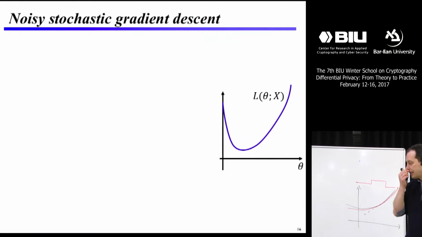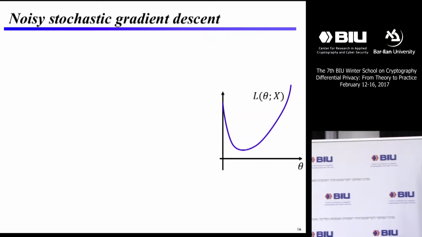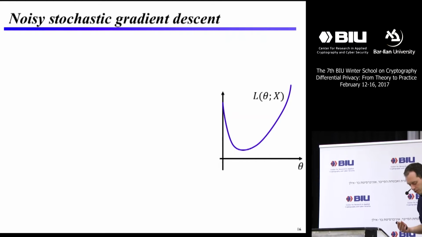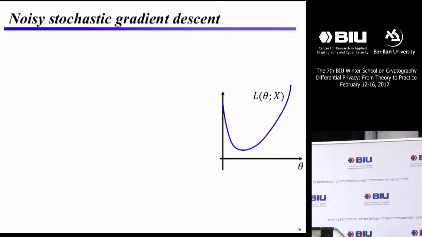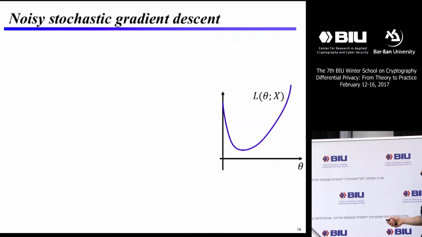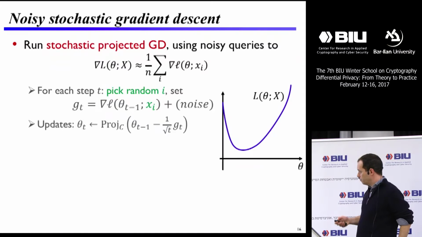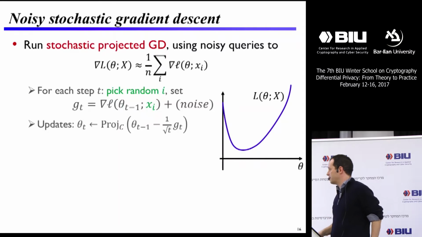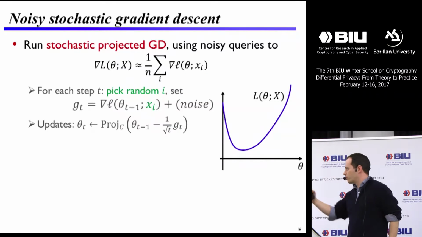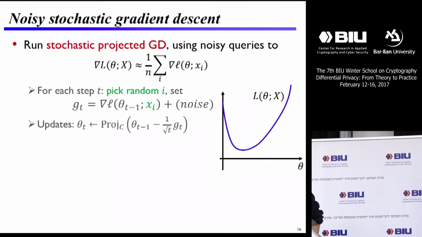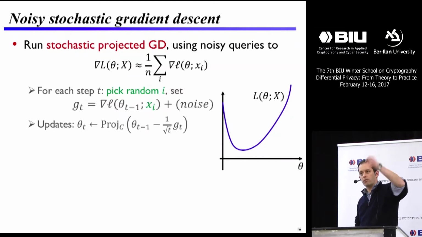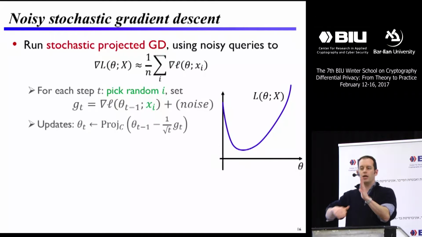Okay, so another algorithmic technique that also achieves very good utility, both in practice and in theory, is some kind of noisy stochastic gradient descent. We're going to run an algorithm that is well studied in the optimization literature called stochastic projected gradient descent, but we're going to run a noisy version of it. Normally the way gradient descent algorithms work is you start with some point for optimization. You measure the gradient of your loss function at that point, and you take a step in that direction. Okay.